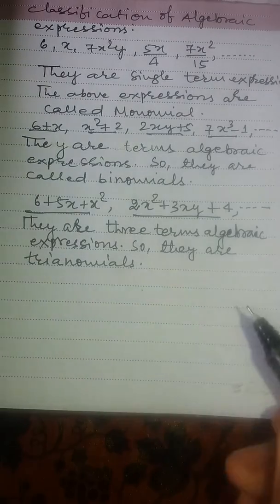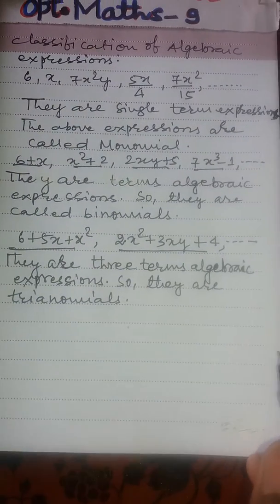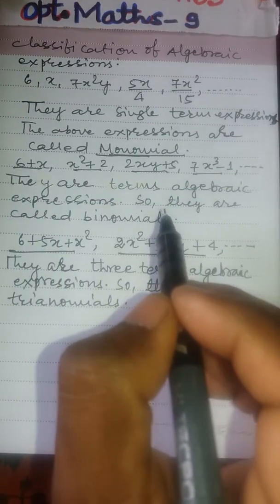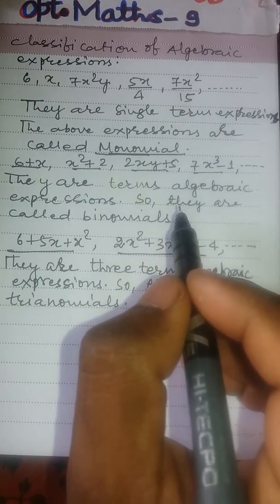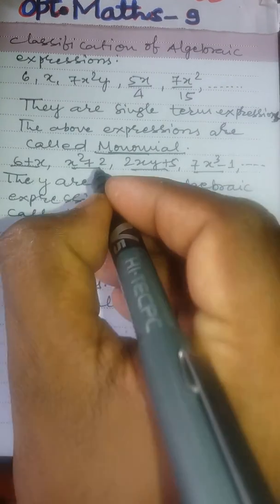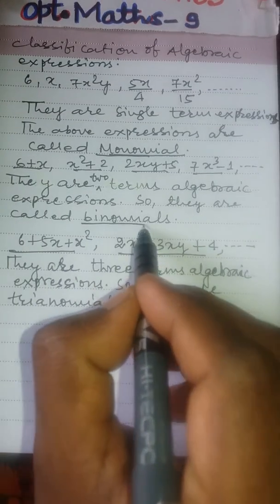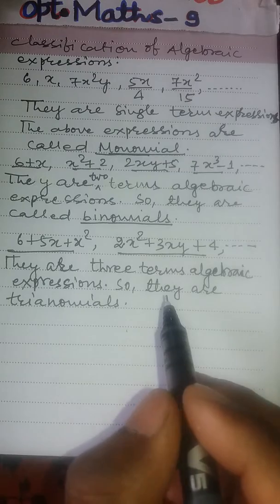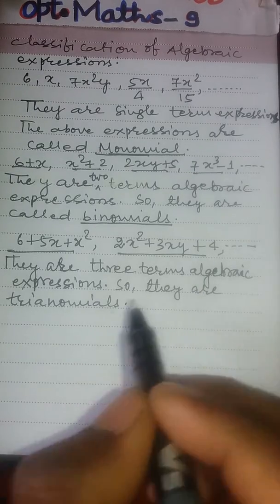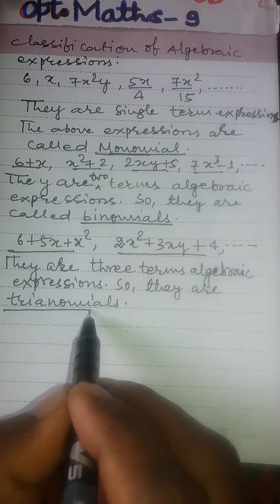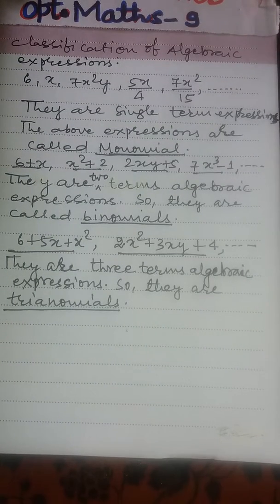From here we have understood that algebraic expressions which have a single term are monomials, those algebraic expressions which have two algebraic terms are known as binomials, and those which have three algebraic terms are known as trinomials. Students, you got the classification of algebraic expressions.